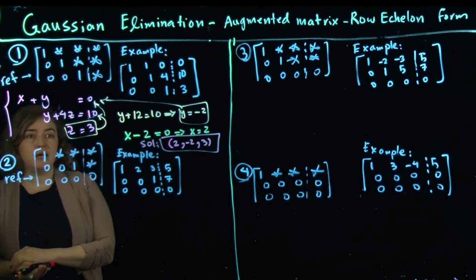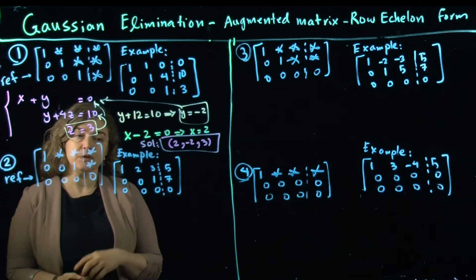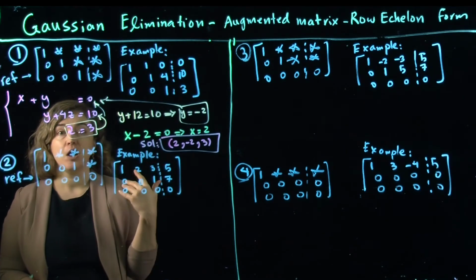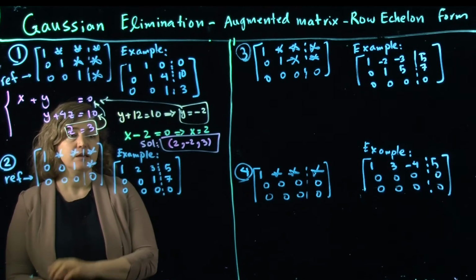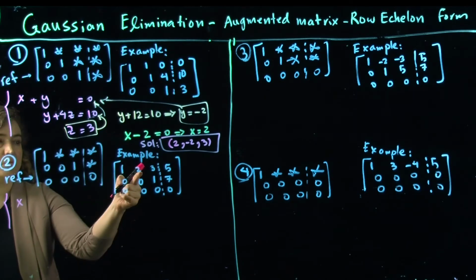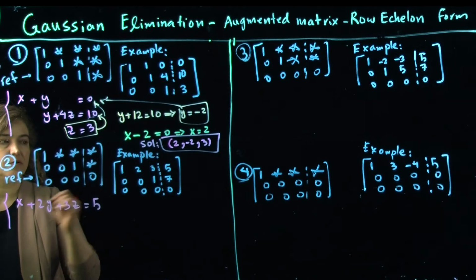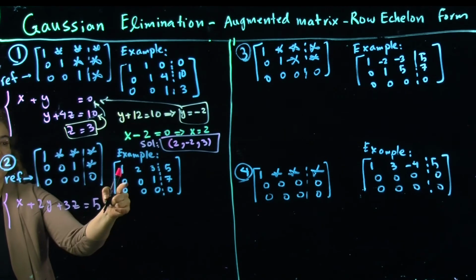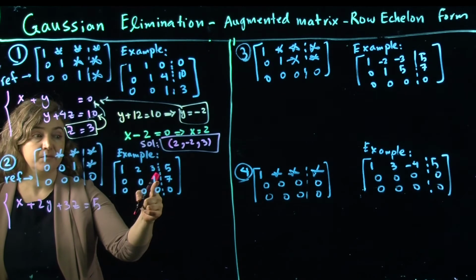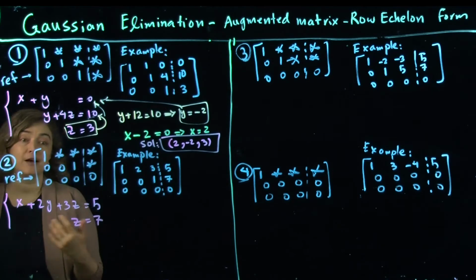So that was the unique solution. Let's look at something without a unique solution. The first thing that I usually recommend is rewriting the system that this row echelon form represents. What does it represent? Again, x for the first row, so it's x plus 2y plus 3z equal to 5. The second row gives me 0 times x plus 0 times y plus 1 times z equal to 7. And then the last row is 0, so I don't have to rewrite that.